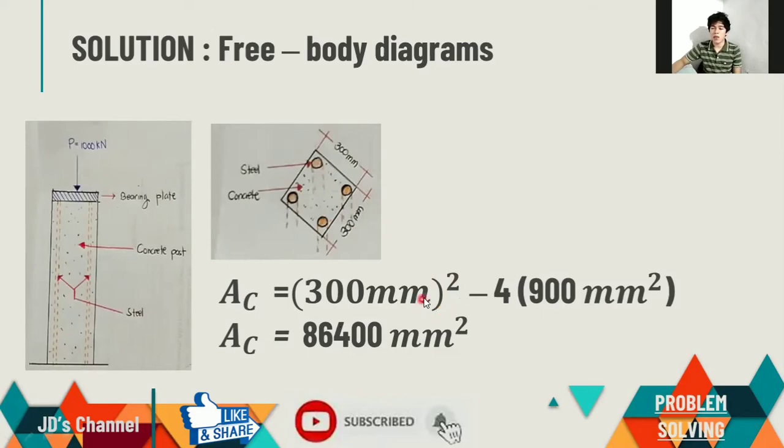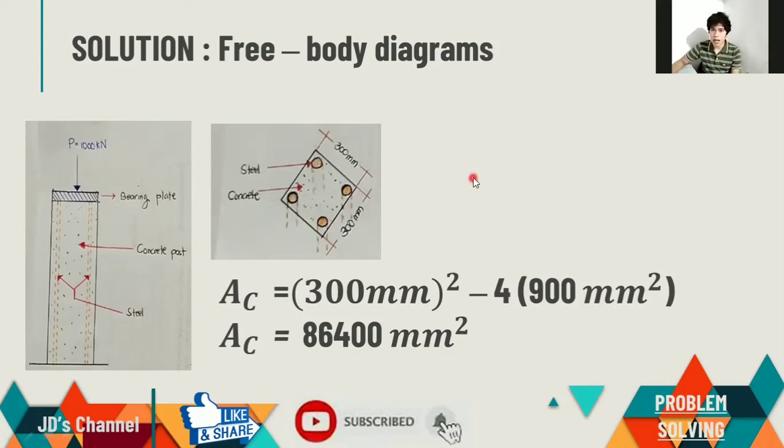And then we want to get only the area of concrete. Since we have this steel bar here, we need to subtract it from the area of the concrete. So we have 300 squared minus 4. We have 4 steel bars there that each has a 900 mm squared area. So, 300 squared minus 4 times 900, we get this 86,400 mm squared. Okay, so that is the area of our concrete.